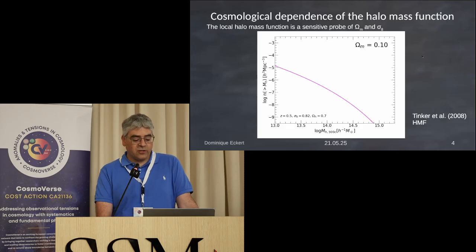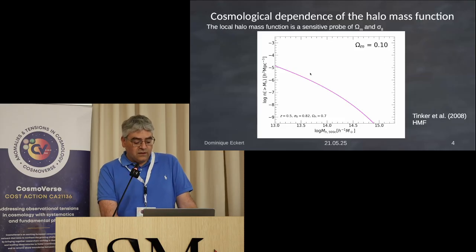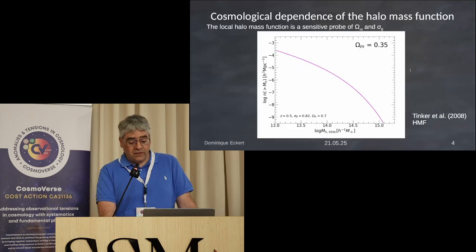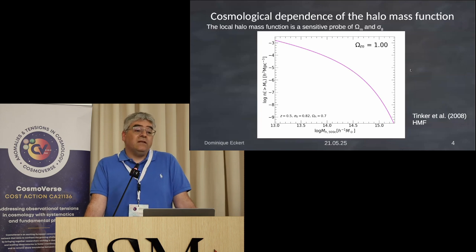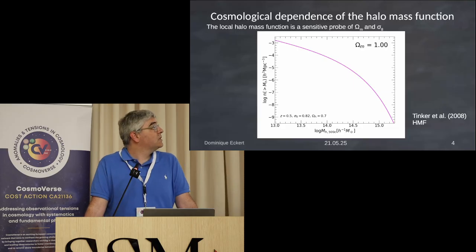Here what I'm showing is the mass function at redshift 0 as a function of omega matter. This is for omega matter 0.1, and you see what happens when I let omega matter change. Then simply we have more and more mass in the universe, so when that happens, we just generate more and more halos.